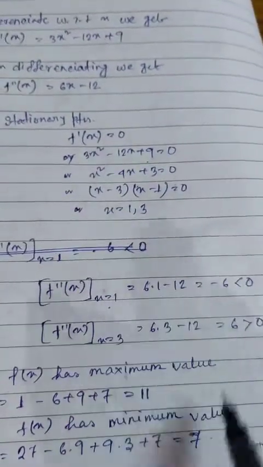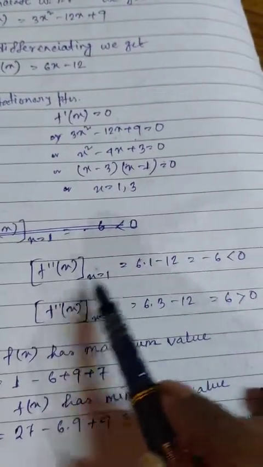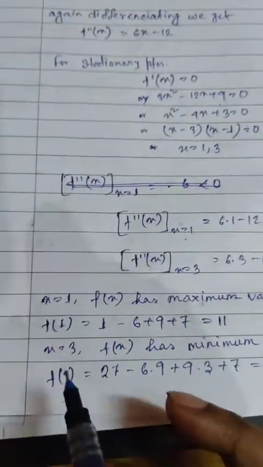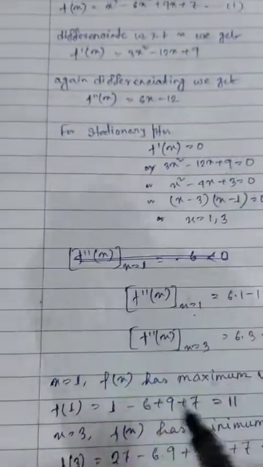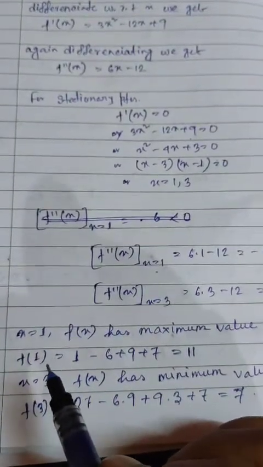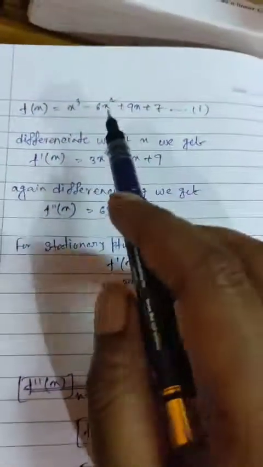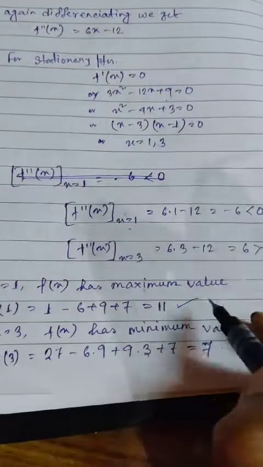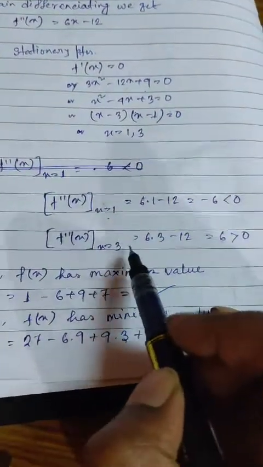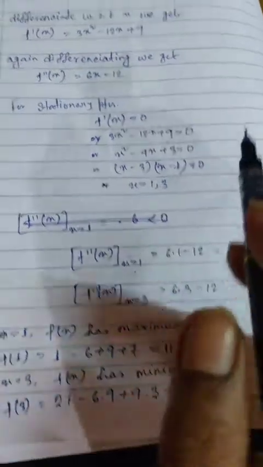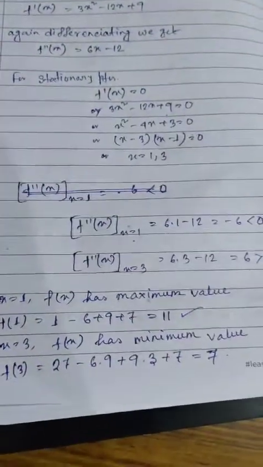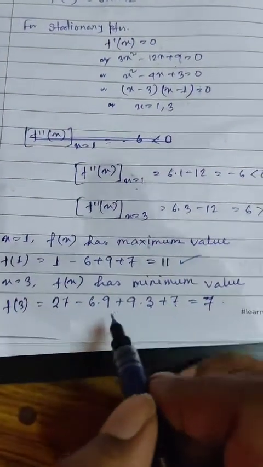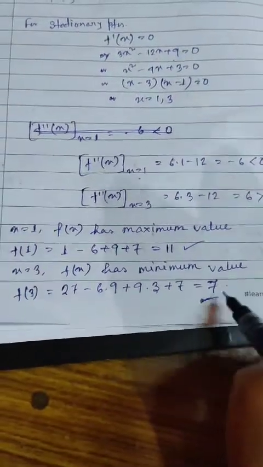So now from the condition we can say that since at x equal to 1 f double dash x is less than 0, f of x has a maximum value at x equal to 1, and we put x equal to 1 in the given main equation, and we find the maximum value is 11. And since f double dash x at x equal to 3 is 6, which is greater than 0, we can say that the function has a minimum value at x equal to 3, and the minimum value is 7. So I hope you understand.